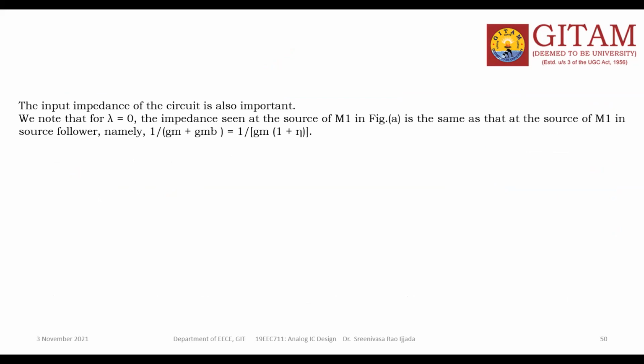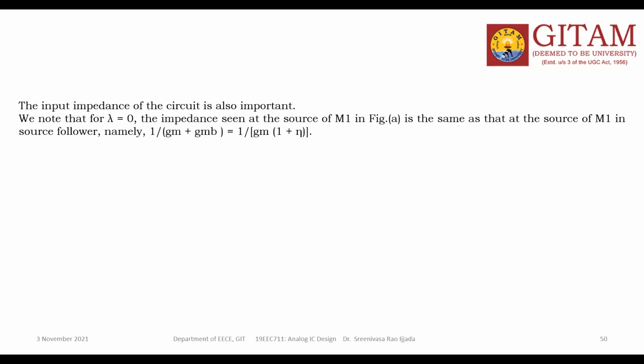Where is the input? The input is applied to the source. So we know that for lambda equal to 0, the impedance seen at the source of M1 is the same as that of the source of M1 in the source follower. In both cases, the input impedance of the source follower and of the common gate are the same, when channel length modulation is not considered. So what is that value?